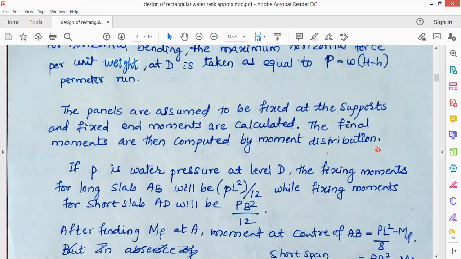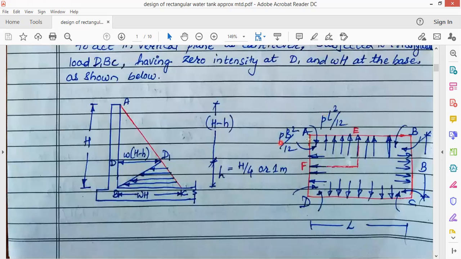So if P is the water pressure at D, the fixed end moment for the long slab AB will be PL square by 12, while the fixed end moment for the short slab, that is AD, will be PB square by 12. So you can see in the figure also, for AD it is PB. This is a short wall, right? So it is B, here is the L. So this moment will be PL square by 12 and this moment will be PB square by 12. One is clockwise, another is anti-clockwise here.